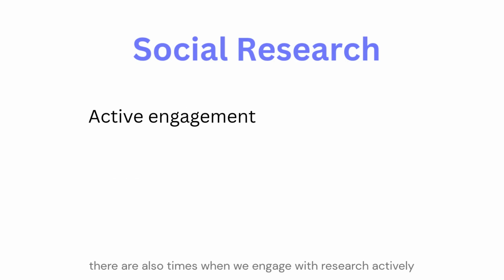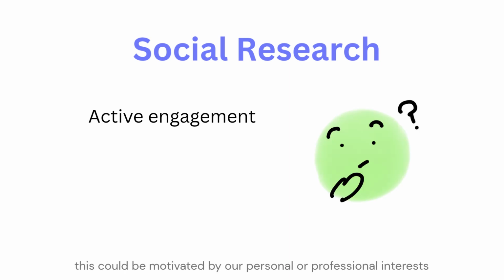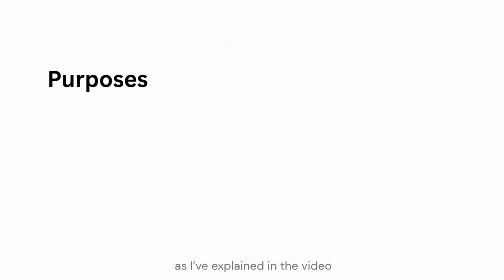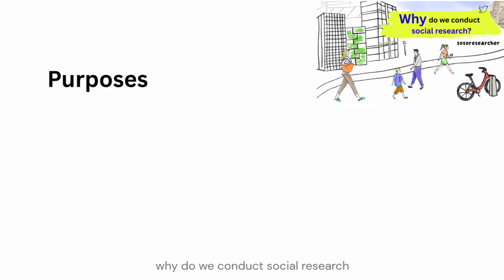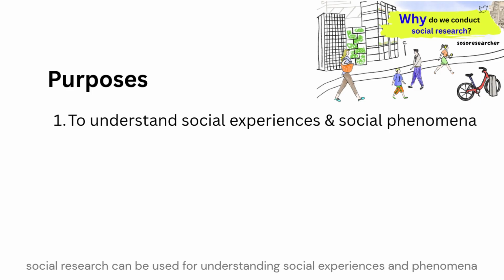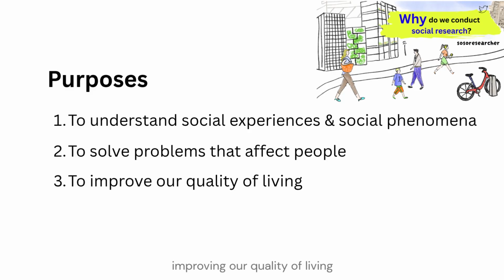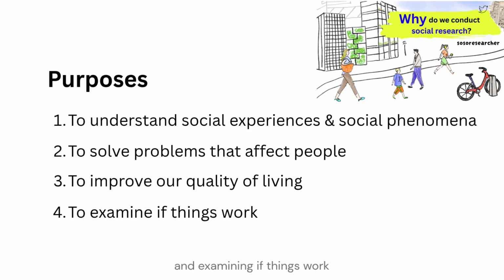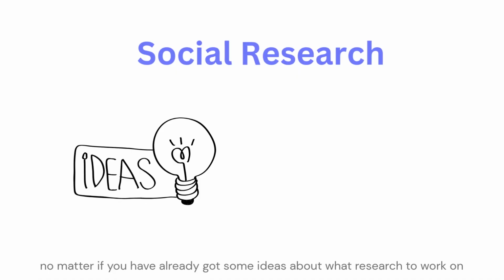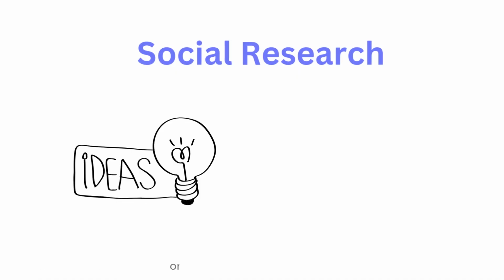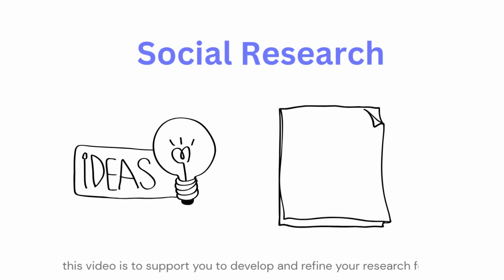There are also times when we engage with research actively because we want to do so. This could be motivated by our personal or professional interests, or we may have observed a problem or opportunity that can be addressed by social research. As I've explained in the video, why do we conduct social research? Social research can be used for understanding social experiences and phenomena, solving problems, improving our quality of living, and examining if things work. No matter if you've already got some ideas about what research to work on, or you are facing a blank sheet, this video is to support you to develop and refine your research focus.